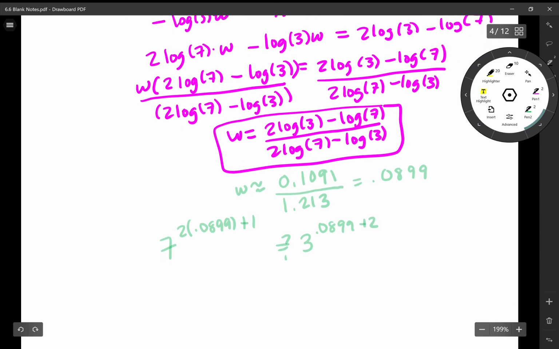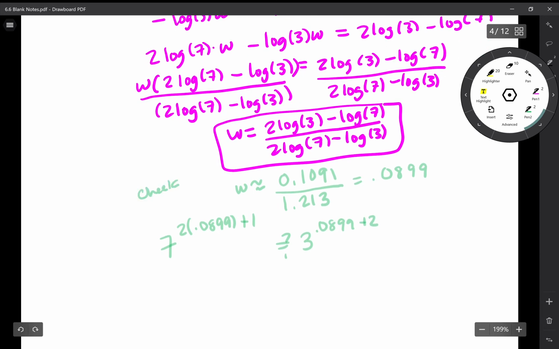That's our check. All right, let's put this into my calculator. 7 to the 2 times 0.0899 plus 1 turns out to be about 9.932. Let's take 3 to the 0.0899 plus 2, and I get 9.934, but that's close enough since I was rounding using decimal approximations anyway, so I feel good about my answer there.